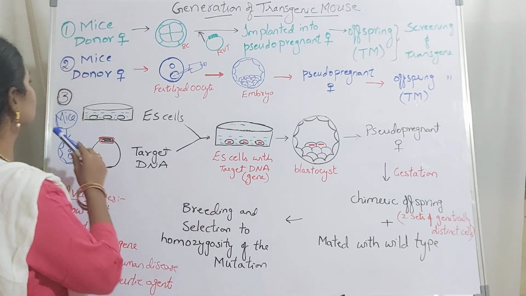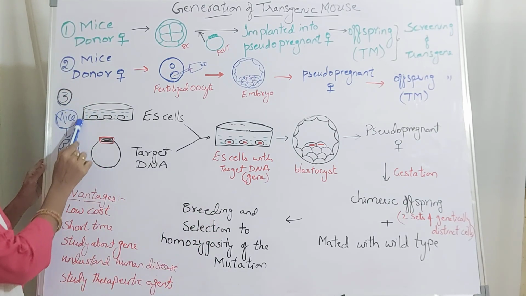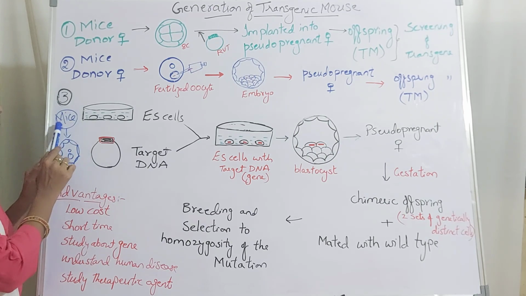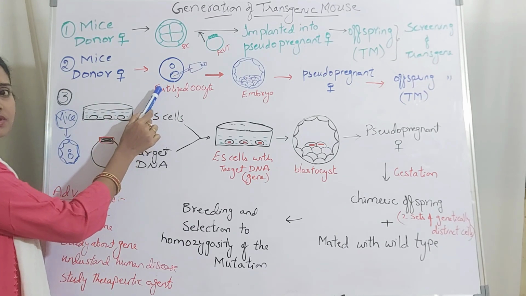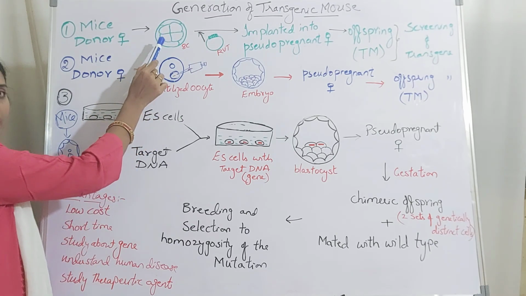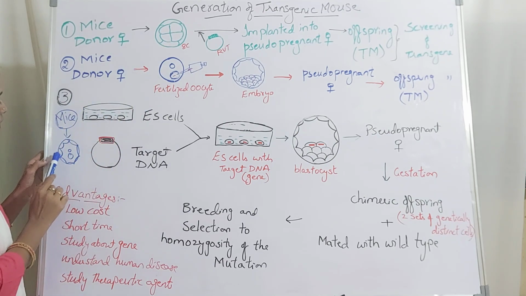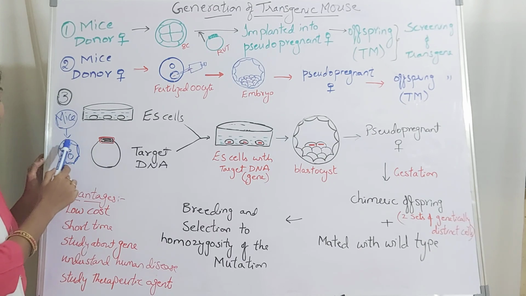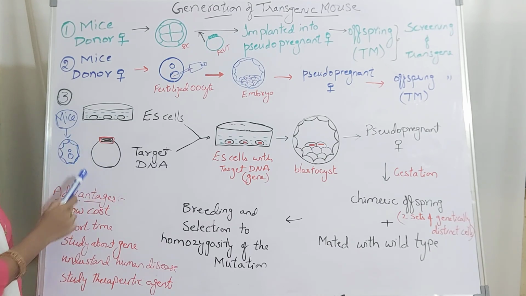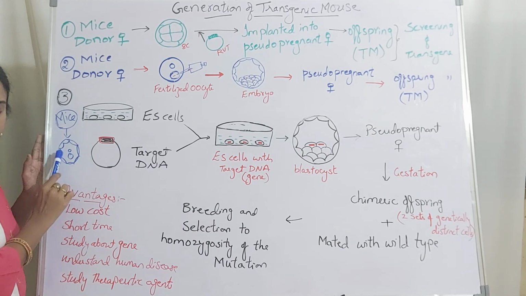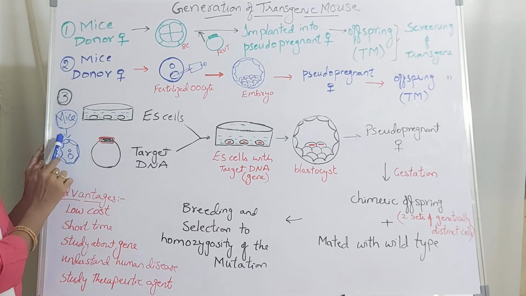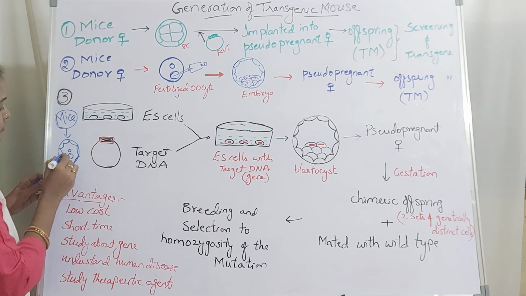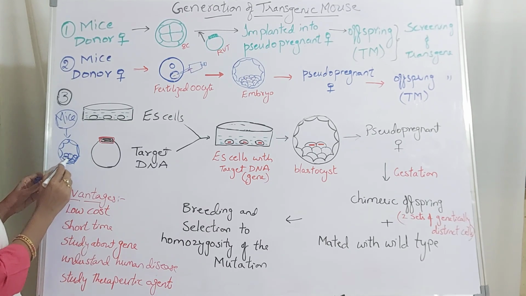Then in the third method, again you are going to select the female donor mouse, right? From the donor mouse, you are not going to take the fertilized oocyte at the early stage or the 8-cell embryo. You are not extracting or aspirating the embryo outside. You are maintaining the embryo inside the female donor mouse, but you are aspirating only the embryonic stem cells from that developing embryo, right?